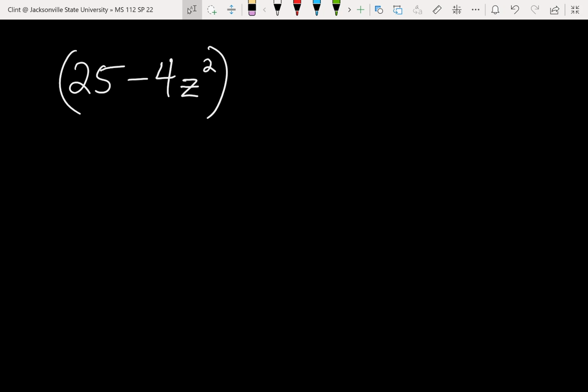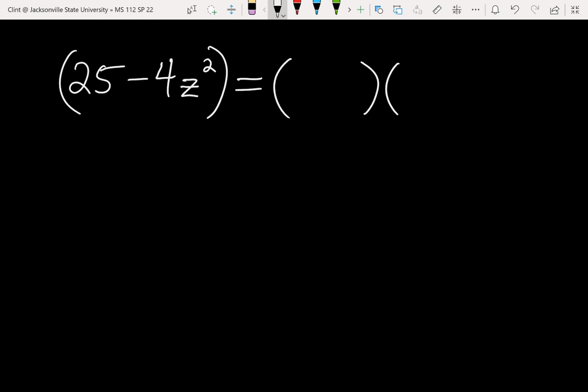So the first term here, 25, is a perfect square, 5 squared. The second one may take you a little bit longer to think about, but as long as each part of the term is a perfect square, the whole thing's a perfect square. So 4 is 2 squared, z squared is z squared, and this is the difference of 2 squares.